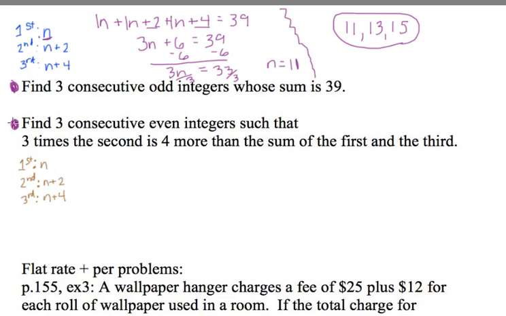Next, this problem. Find 3 consecutive even integers such that 3 times the second is 4 more than the sum of the first and the third. Okay, 3 times the second will be equals 4 more than the sum of the first and the third. So let's do this first. 3 times the second. The second will be n plus 2. So 3 times the second would look like this.